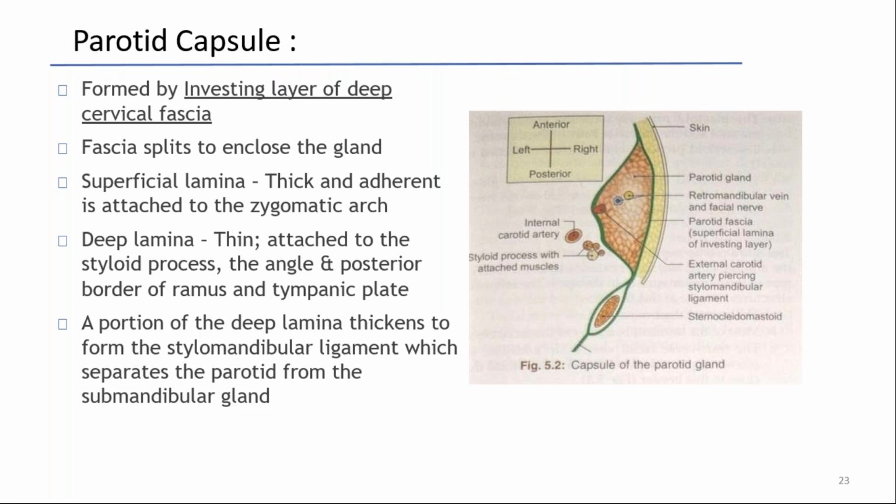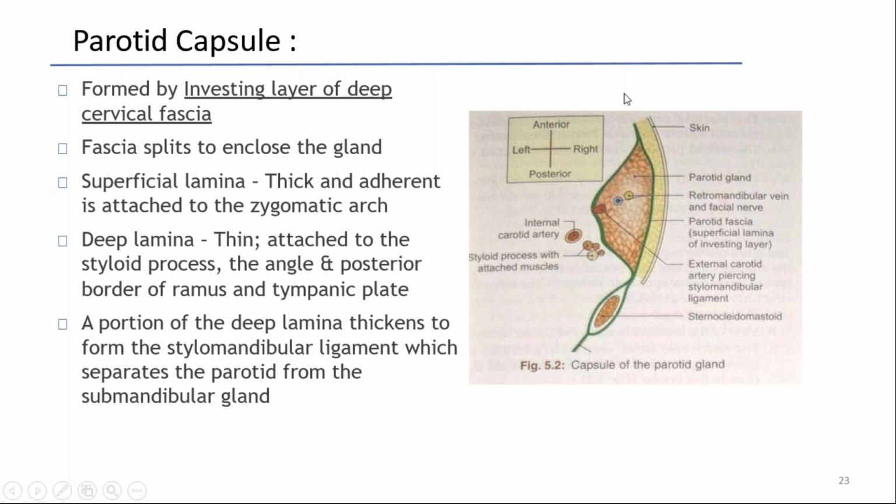Parotid has a capsule, as does the submandibular gland. It is a continuation of the investing layer of the deep cervical fascia. Always remember, after passing the sternocleidomastoid, the investing layer of deep cervical fascia splits into two: the superficial lamina and the deep lamina. Here you can see this is the superficial lamina, this is the deep lamina.